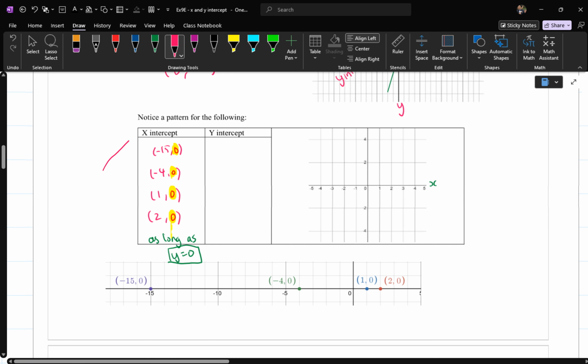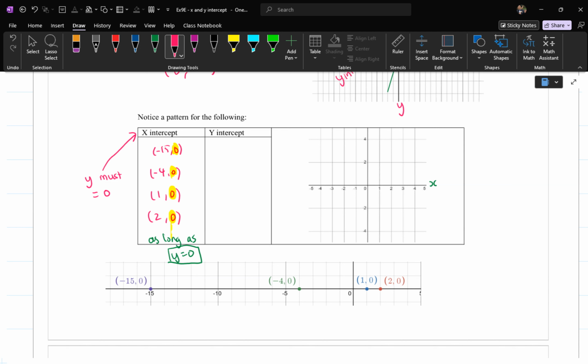That's a very key concept that a lot of students just memorize, but they don't understand that every time you want to find an x-intercept, the pattern is the y coordinate must equal 0. That's the logic. Yeah? Next one. Same thing with the y-intercept. If you look at the pattern for the y-intercept, let's see the patterns here.